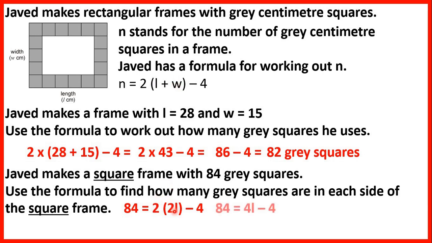So 2 times 2 lengths is 4 lengths, so 84 equals the 4 lengths minus 4. That means the 4 lengths in total must be 88, because 88 minus 4 is 84. And if 4 lengths are 88, we can find 1 length by dividing 88 by 4, and that gives us 22. So there are 22 grey squares in each side or each length of the square frame.